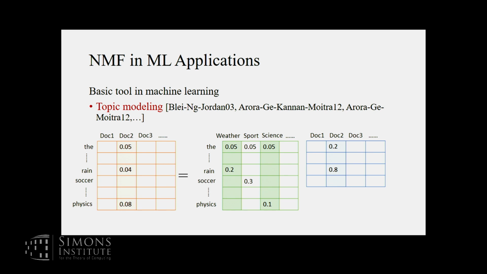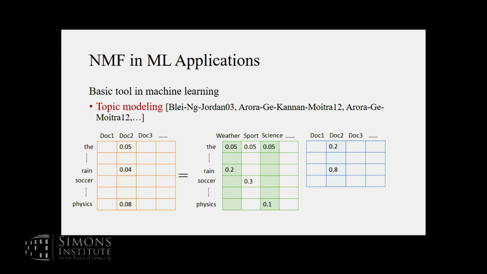And this matrix A is called a topic matrix. Each column is called a topic. Basically, it's just a distribution over the words. But it's meaningful in the sense that it corresponds to some concept. For example, this topic weather has a large probability on the word rain and has small probability over some other not so related words like soccer, physics, and things like that. So this is the topic matrix.